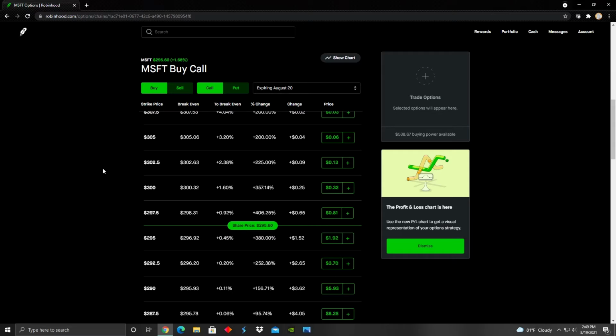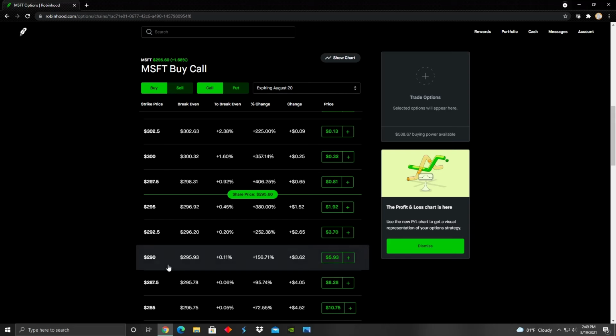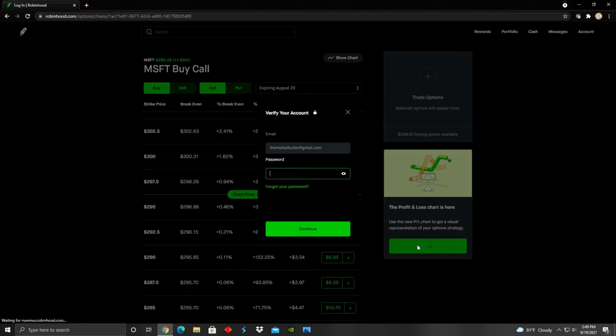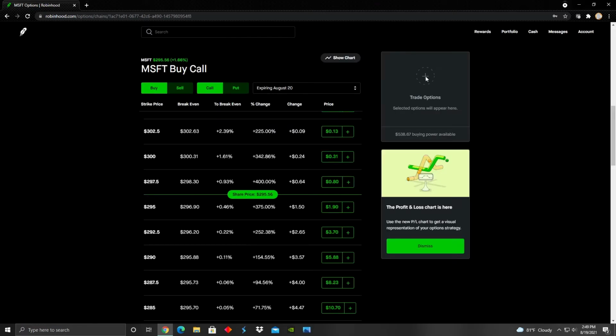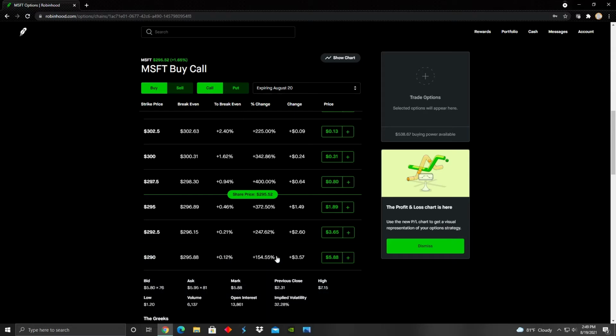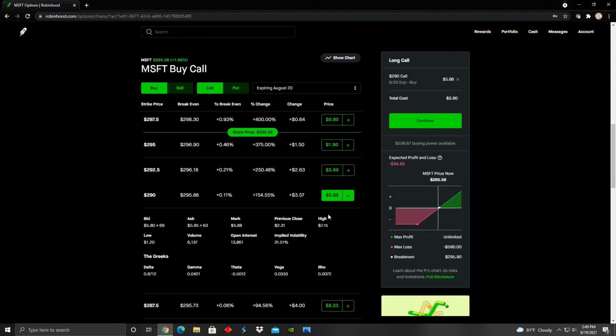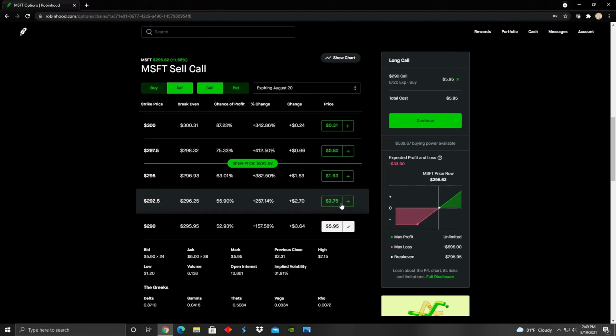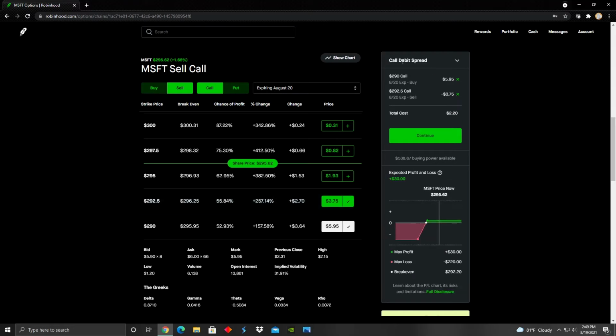So the way you open up a call debit spread is you want to buy a call option underneath another call option that you're selling. And the way you essentially do this, let me close out of that, is you click on the options contract that you want to buy. So I would click on this one right here, and then I would go right here and click on sell, and then I would just sell the options contract that's right above it. And you see it would open up a call debit spread.